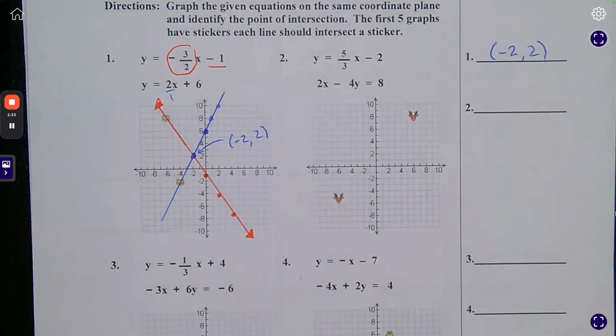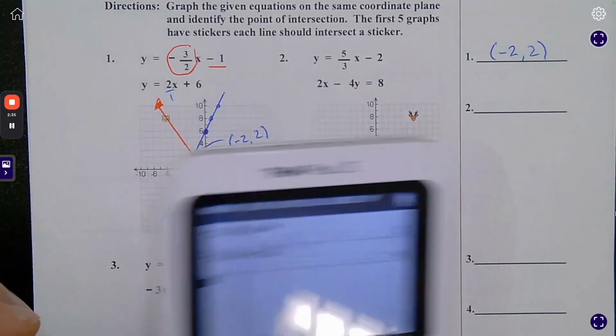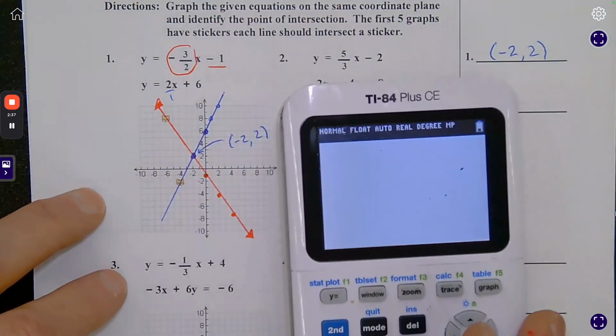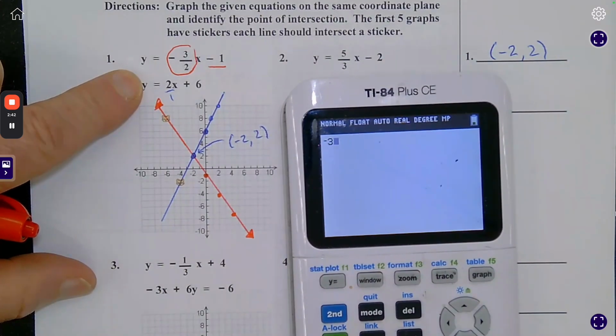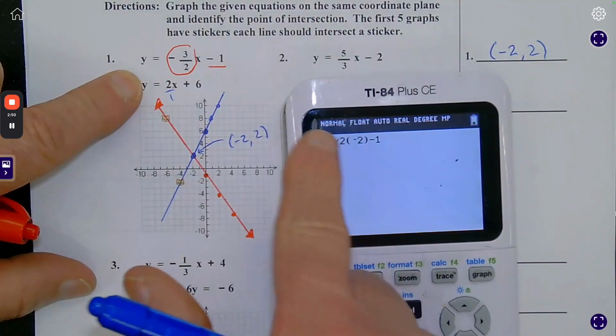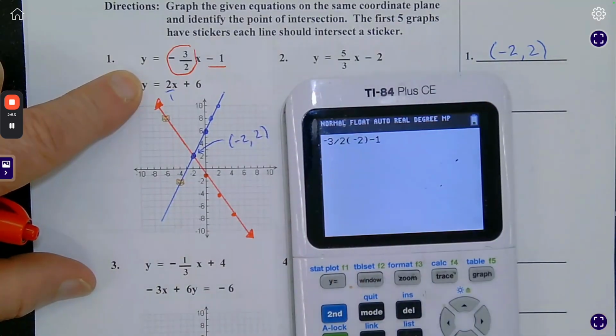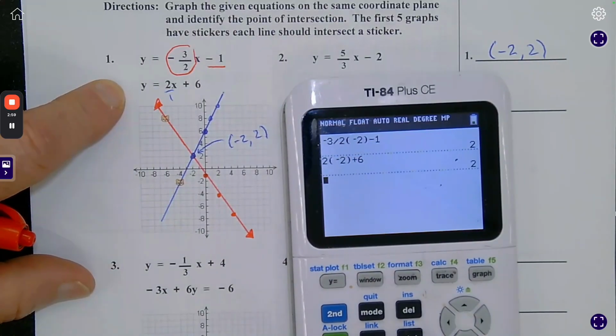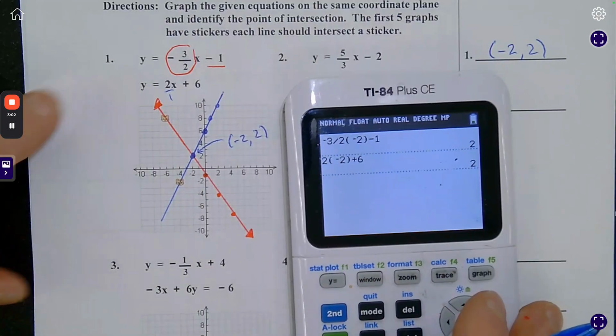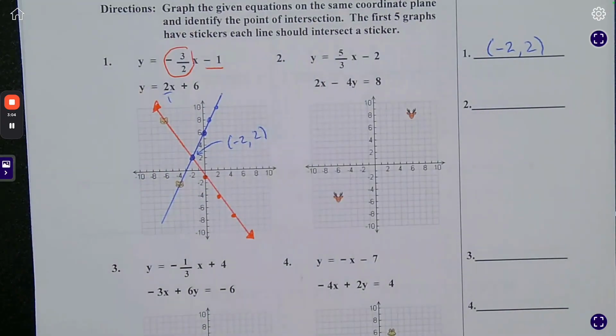Well, you know what we're going to do first is we're going to check it. So we can check our answers pretty quickly. So I'm going to go to my calculator and I'm going to put in -3 divided by 2 times, now I'm going to put my x value in, -2. And if I did it right, my output value, my y, should equal 2. And it does. Let's check the other one. 2 times -2 plus 6. And it also equals 2. So that means that I'm accurate, and that is the point of intersection.